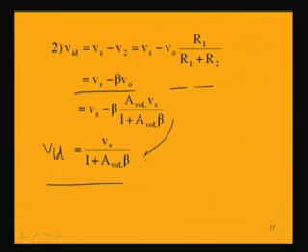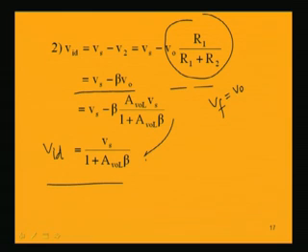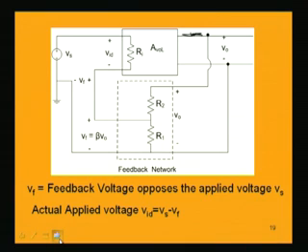What is this voltage? V naught into R1 by R1 plus R2 is the feedback voltage, and that can be written as V naught into beta. So beta V naught, this much voltage, is the feedback voltage available at this point. Now, this voltage is connected at this point, which is the negative terminal of the OpAmp.